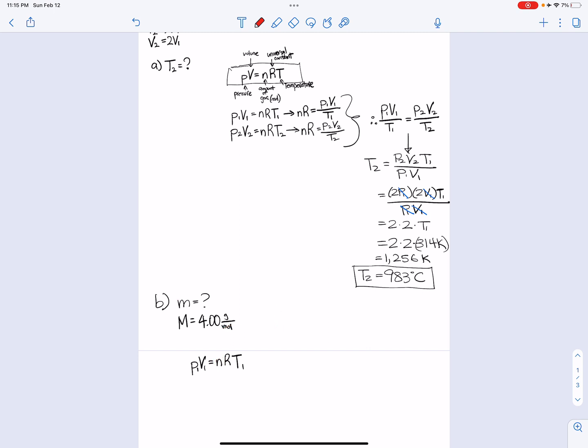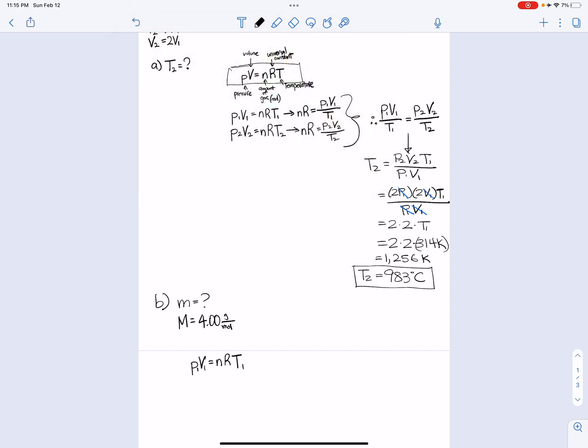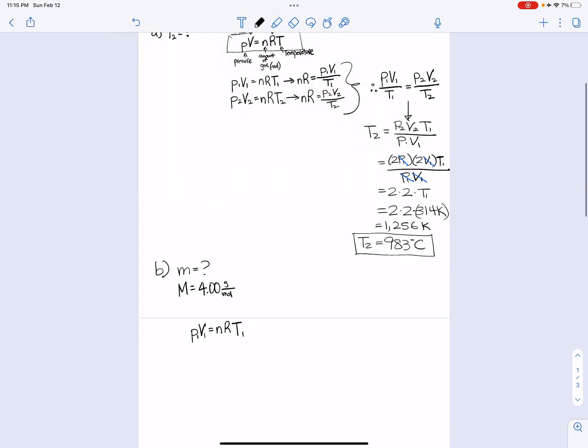And by the way, I just chose to use the initial state, but if I wanted to, you could also use the second, P2, V2, and T2, and you'd have the same R, and then you'd get the same value for the amount of gas in moles. So it's just a matter of choice. But I'll just use the initial conditions. All right, so I'm looking for n, so that would be n is equal to P1 V1 over R T1.